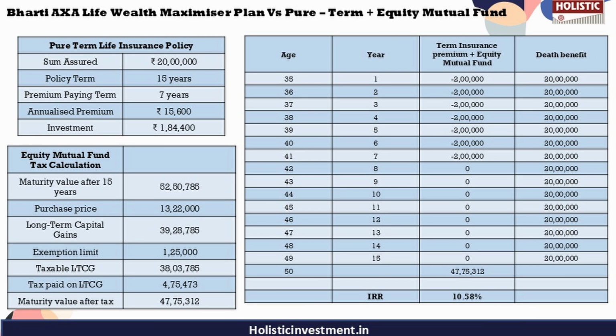So assuming investment in an equity mutual fund, the corpus grows to 52.50 lakhs over 15 years. After accounting for capital gains tax, the post-tax value is 47.75 lakh, translating into a post-tax IRR of 10.58%. This strategy offers two clear advantages over the policy, which is superior returns, which is alpha generation, and enhanced liquidity. The comparison highlights that combining insurance and investment often dilutes both return potential and flexibility, making such products feel less effective for achieving long-term financial goals.